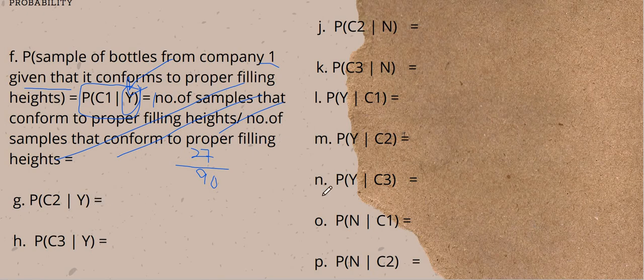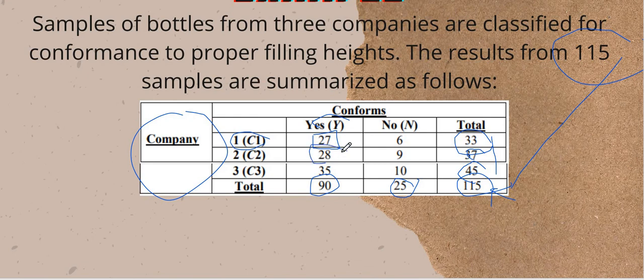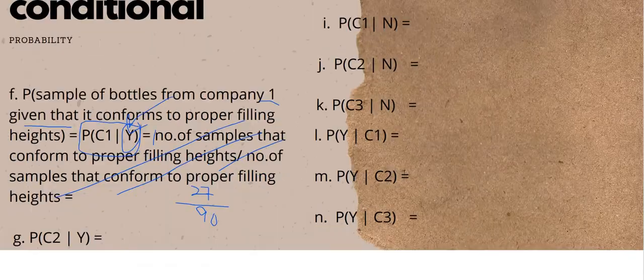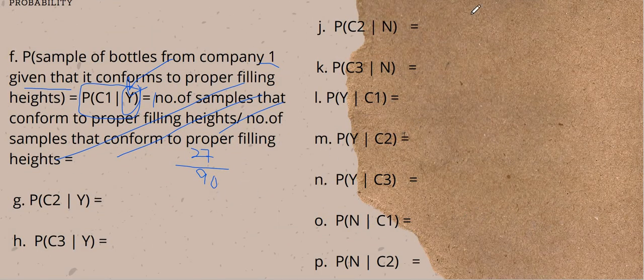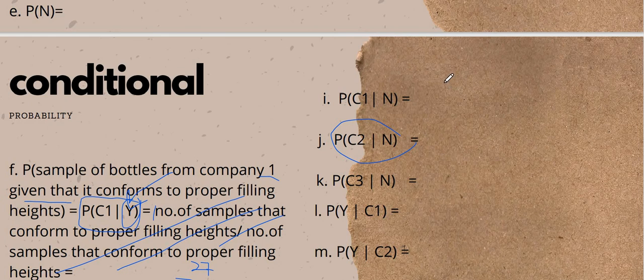Now we see PC2Y. PC2Y here is 28, over 90. So 28 over 90. Alright, so you can fill up the others. Now we try to find for no. This one is PC2N. You look at company 2, but now you look at N here. So it's a 9, right? 9 over 25. Make sure you correct: 9 over 25, because you need to over with the total of no.